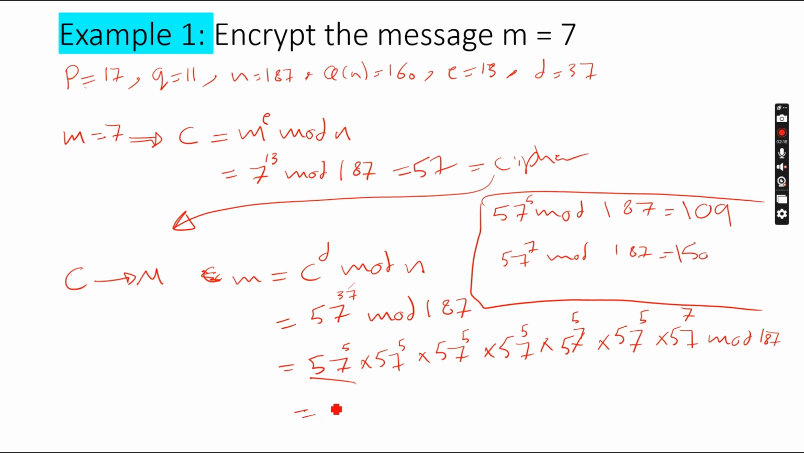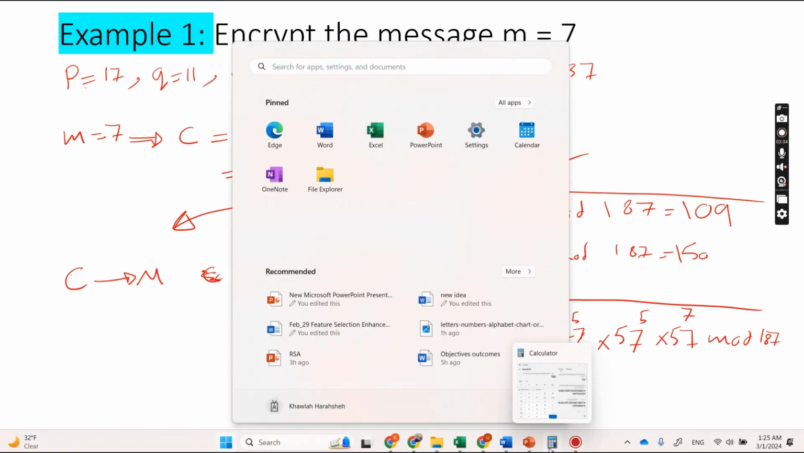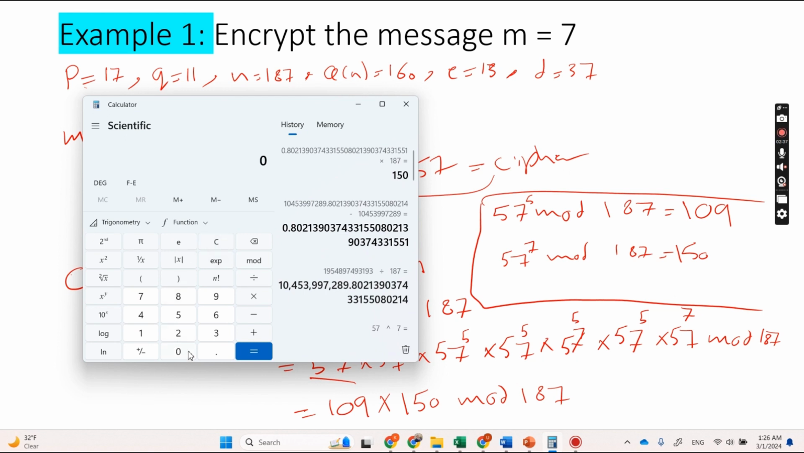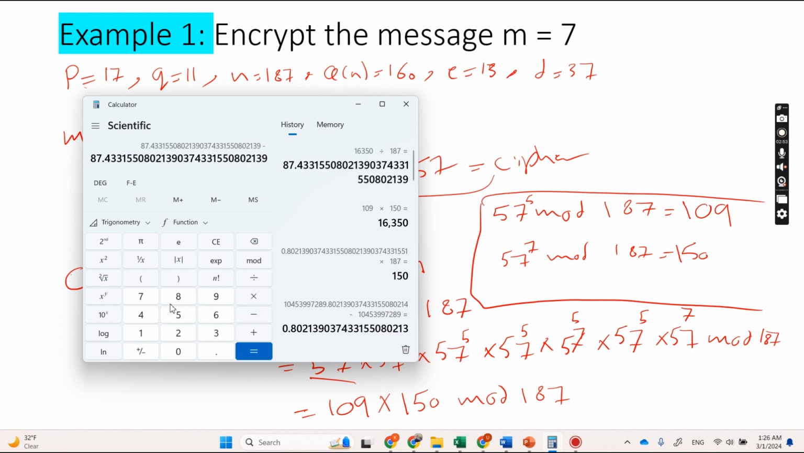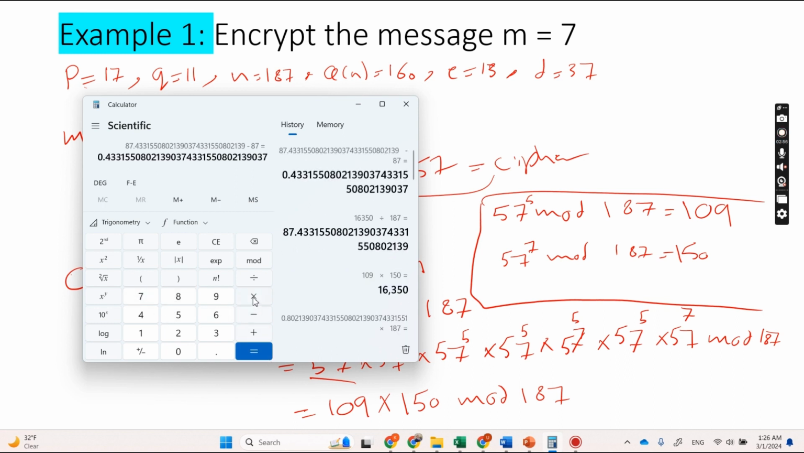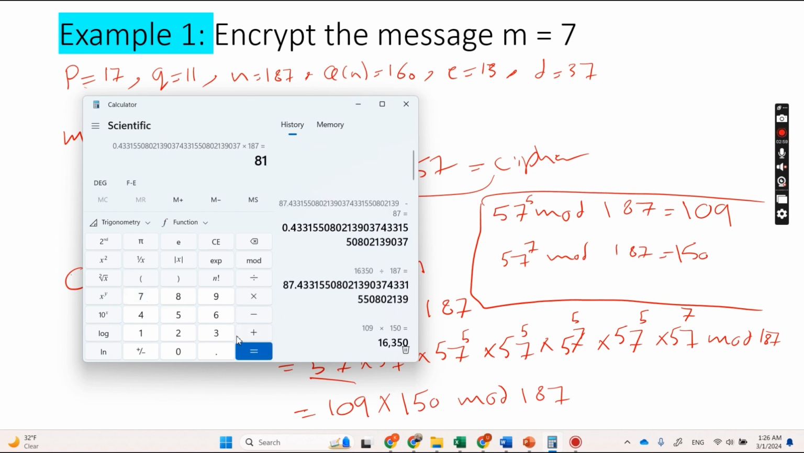So here it's equal to 109 multiplied by 150 mod 187. So let's calculate this one. 109 multiplied by 150, mod 187, minus 87 multiplied by 187. So the answer is 81.